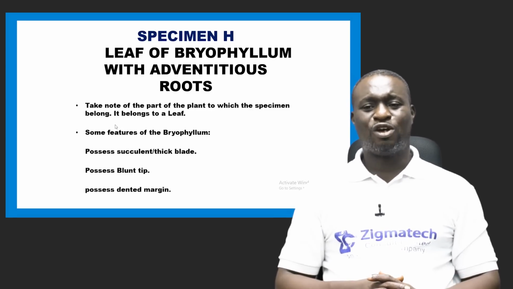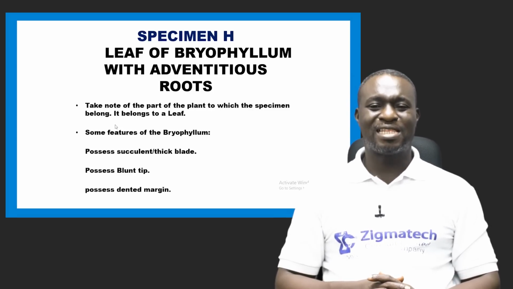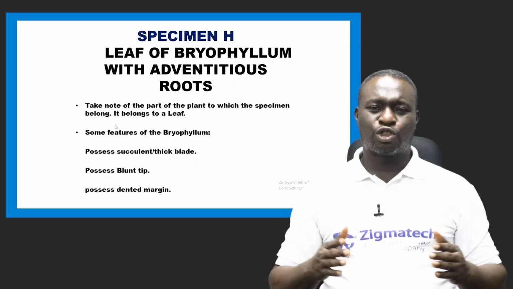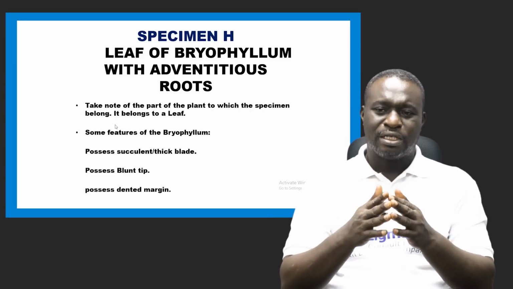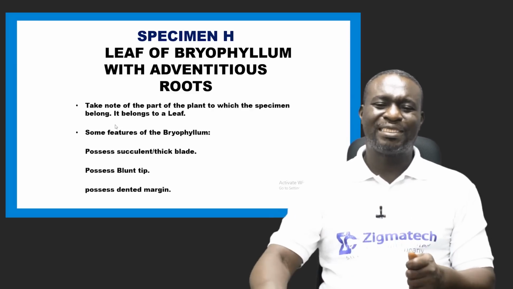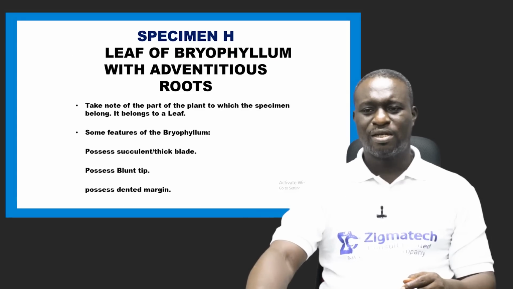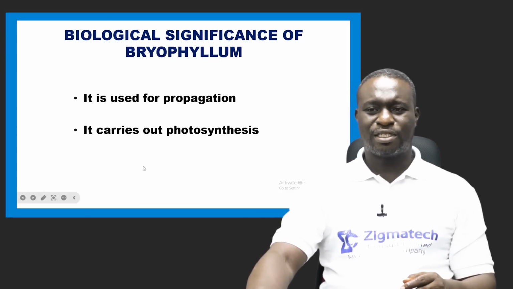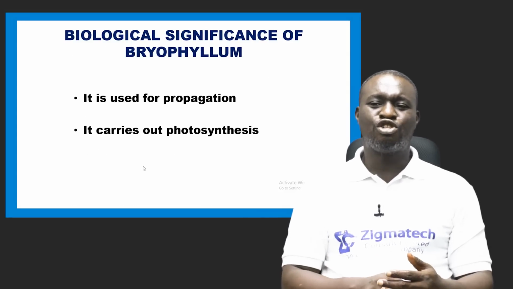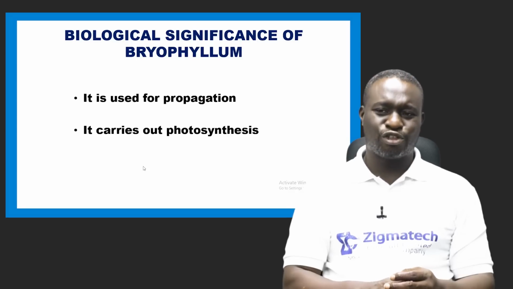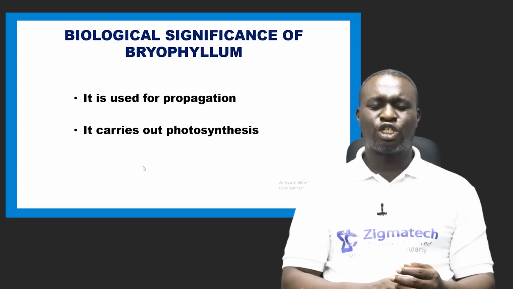Now, the bryophyllum possesses succulent thick blades. They are also blunt at the tip. They also have what we call dented margins. That is, the margins are dented. They are not so straight. Another thing again, it is used for propagation. That is the biological significance of the bryophyllum.